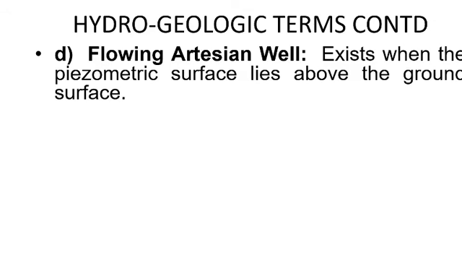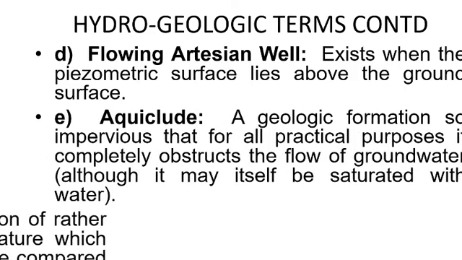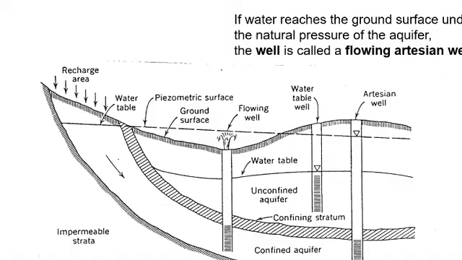So, a flowing artesian well lies above the ground surface. It exists when the piezometric surface lies above the ground surface, and aquiclude, and then we have aquitard. These are kind of repetitions. So, artesian well is this one.